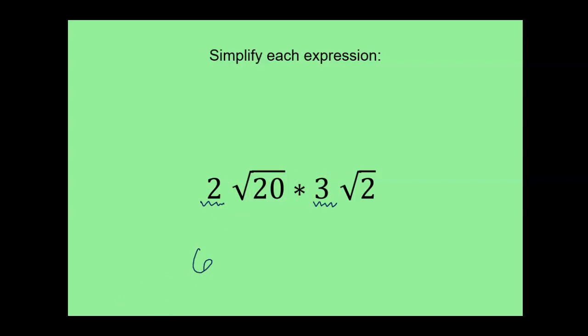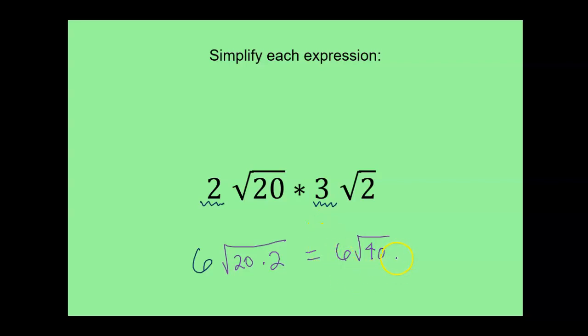Then you're going to look at your radical. I'm going to be multiplying the radicals together. I have to first make sure they're both the same root, and these are both square roots, so it's fine. And then under the radical, I'm going to be multiplying 20 times 2. So I can only multiply numbers that are outside the radical with other numbers that are outside the radical. And I can only multiply numbers that are inside the radical with other numbers that are inside the radical. So this would become 6 times the square root of 40.